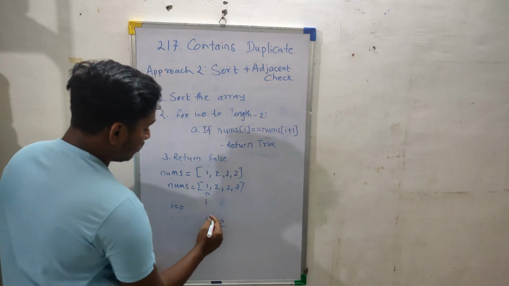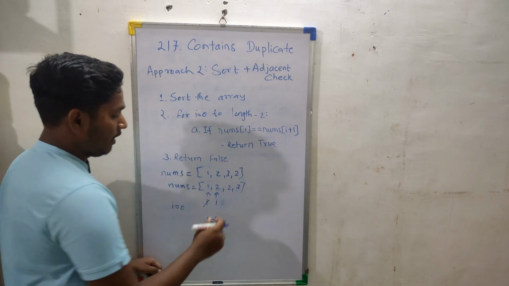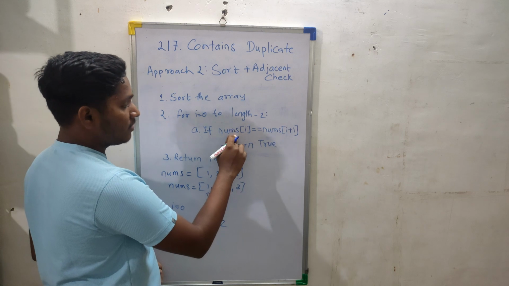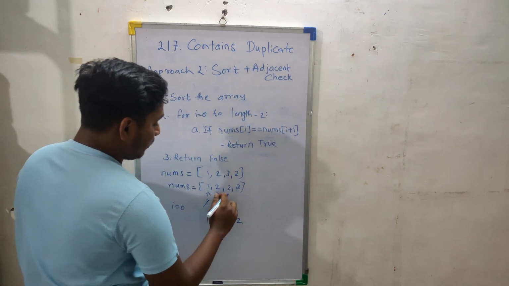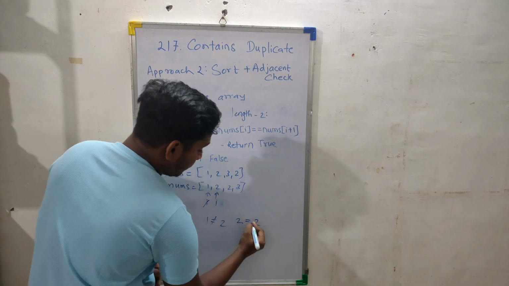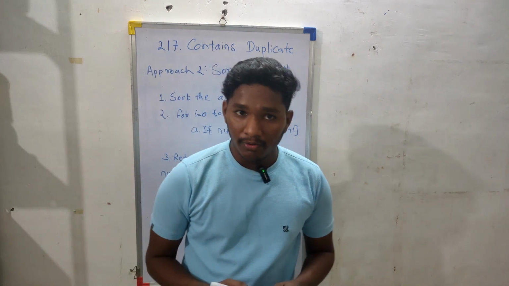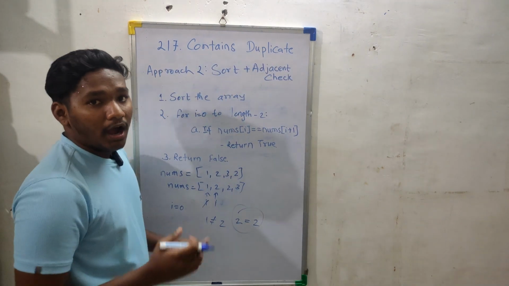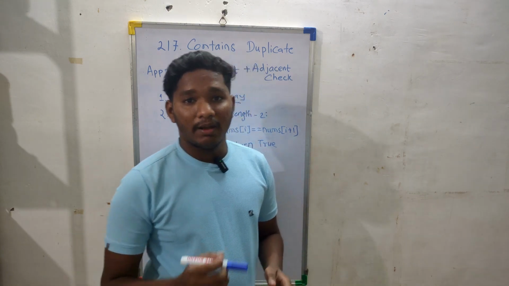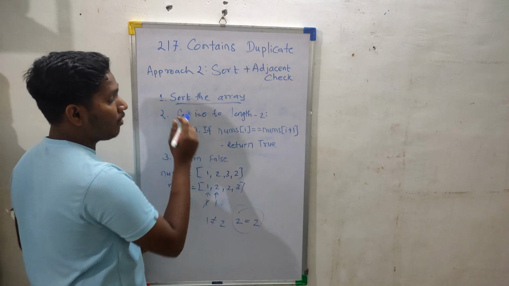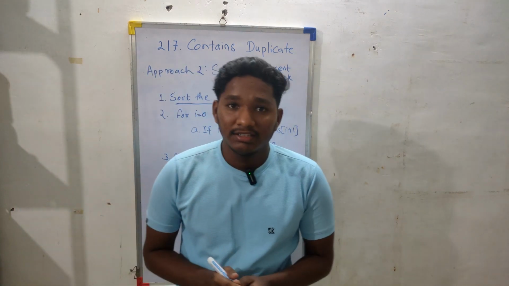Are these equal? No. Then we increment i, and after that we again check whether nums of i is equal to nums of i plus 1. Nums of i is 2 and nums of i plus 1 is also 2, and both are equal, which means we found our duplicate elements. So we return true, as our array contains duplicate elements. This approach has the time complexity of the sorting algorithm used for the array. So let's see the code for this.